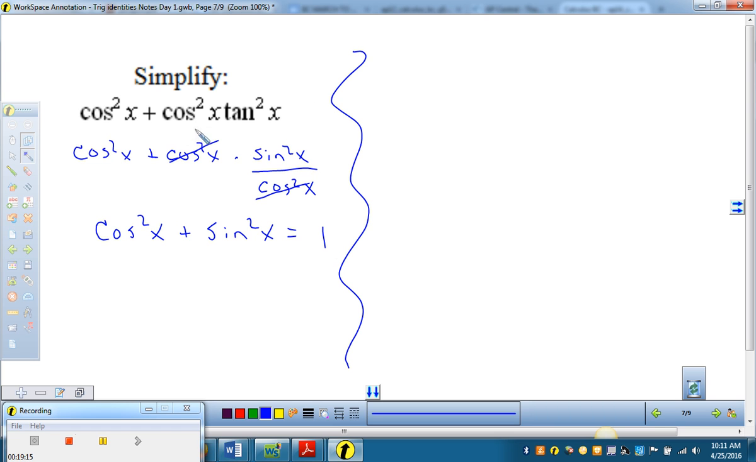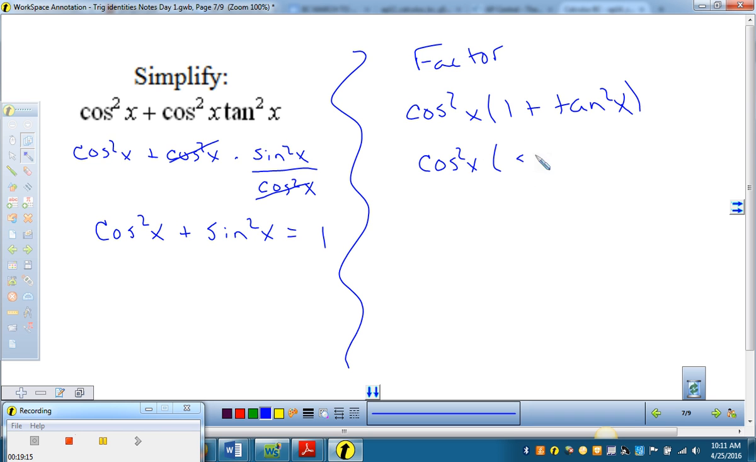The other thing that you could have done is, when you see this, something to keep in mind is that we know how to factor. I can factor a cosine squared x out of each of those, leaving me with 1 plus tan squared x. And we know from our Pythagorean identities that 1 plus tan squared x is equal to secant squared x. And secant squared x is 1 over cosine squared. Now, CJ's way is definitely quicker, but I do want you to remember that factoring sometimes can get us to a form that we recognize a little bit. Okay? Questions there?